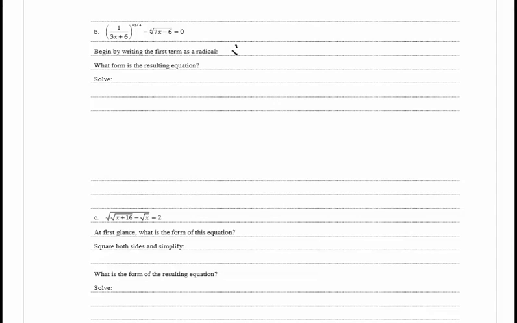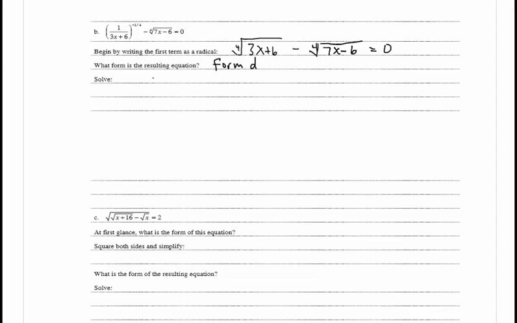So we're going to have the fourth root of 3x plus 6 minus the fourth root of 7x minus 6, and that's equal to 0. And then they ask what form is the resulting equation. And here we're in form D, and we have two radicals.